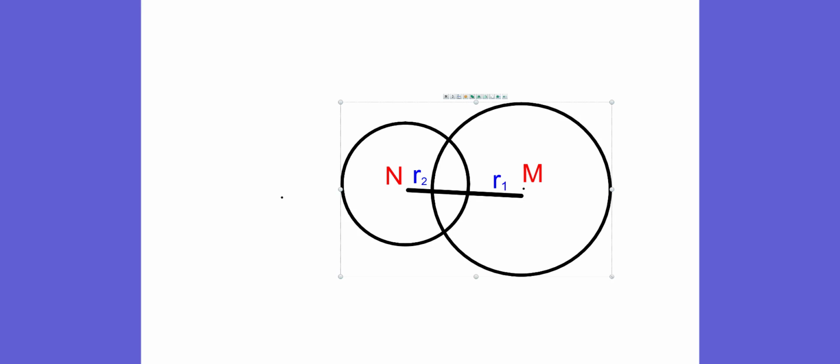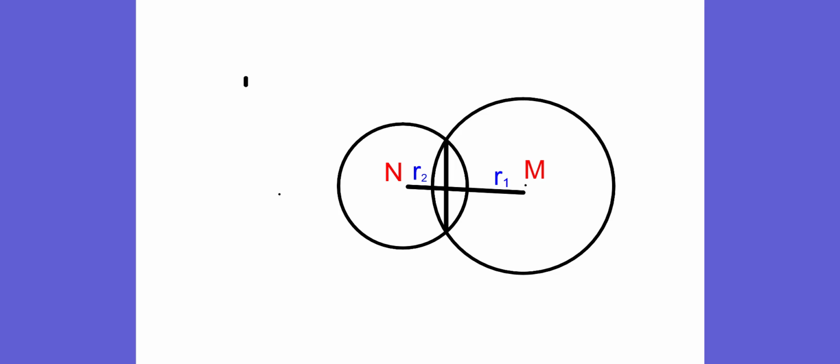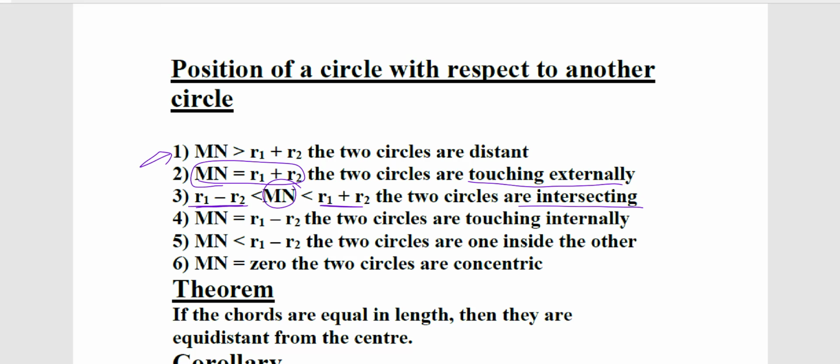Here we can draw like this. This common chord is a chord inside circle M and also a chord inside circle N. Then the line of center is perpendicular to and bisects this common chord. Therefore, the third position is intersecting.